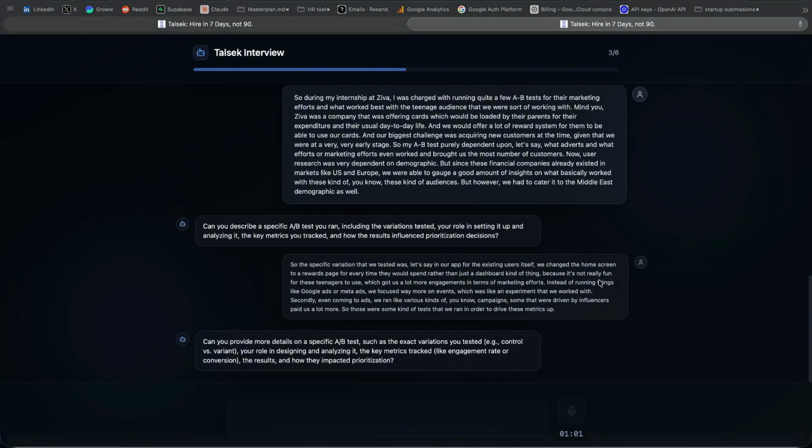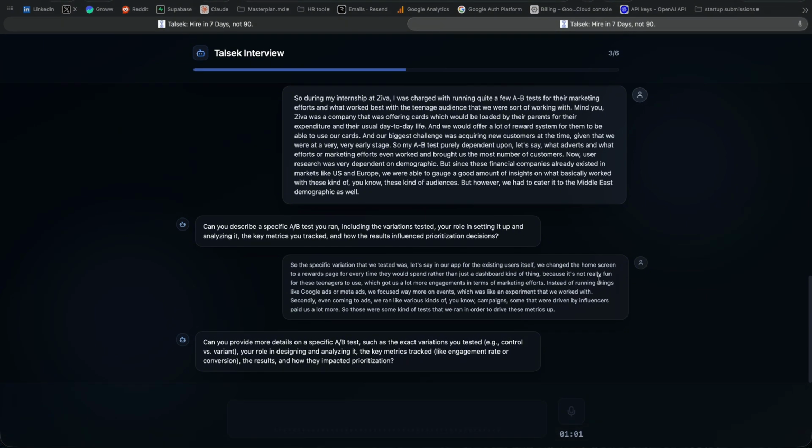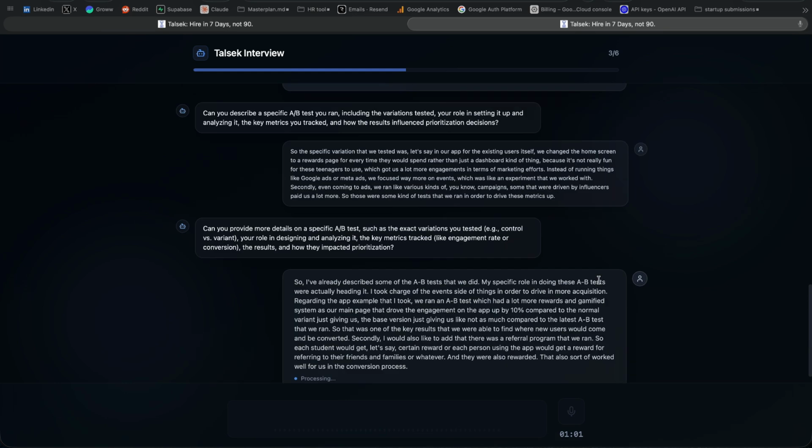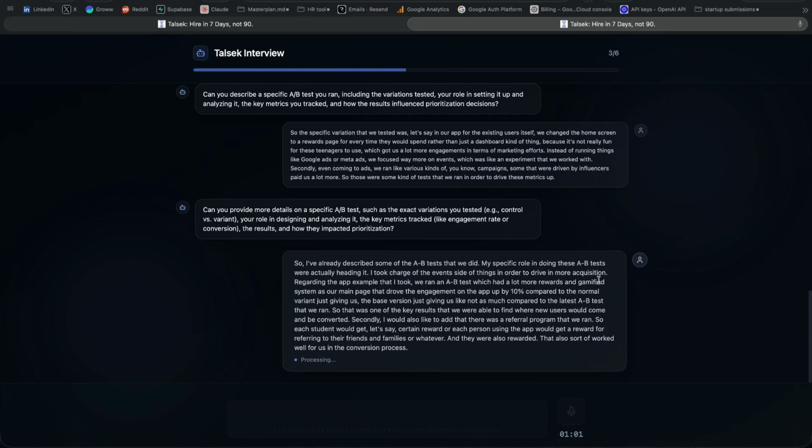Let's see how my answer does. We won't be getting a follow-up, because at max there are two follow-ups for a question, and then the AI does an assessment at the end, which you will be able to see in the dashboard, which I will show later.